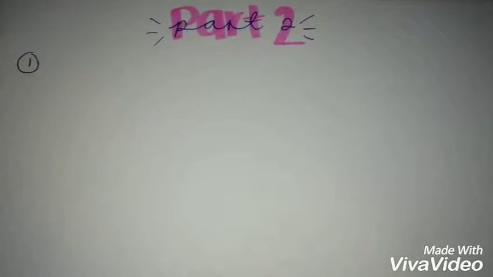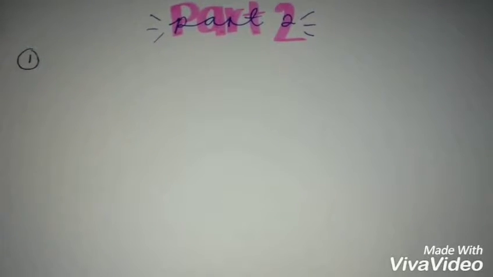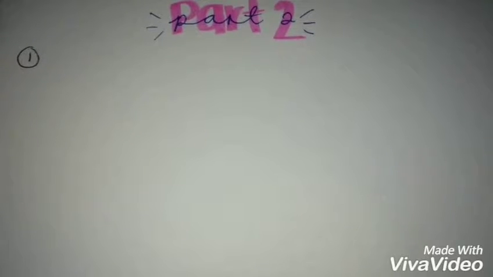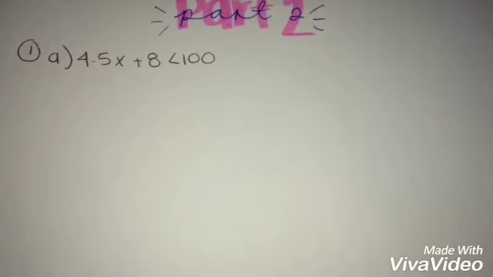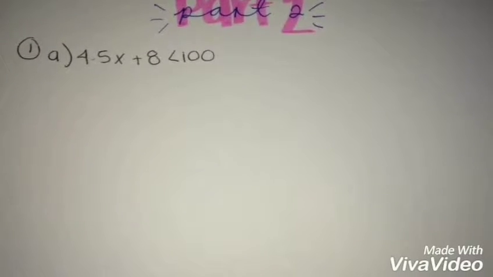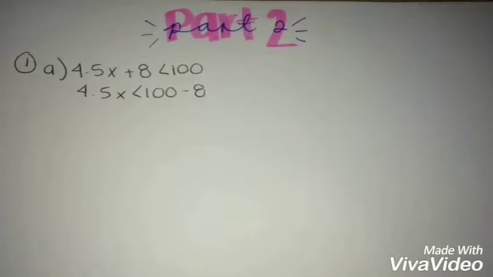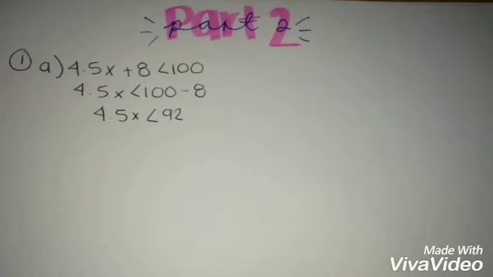In part 2, the first problem tells you to use the equation of the first problem in part 1. The equation is 4.5x plus 8, where x represents the number of kilometers traveled. Question A tells you how many kilometers we must travel so that the total is less than 100. In this case, the equation will be 4.5x plus 8 less than 100, and we will only continue solving for x to obtain the value of the kilometers.